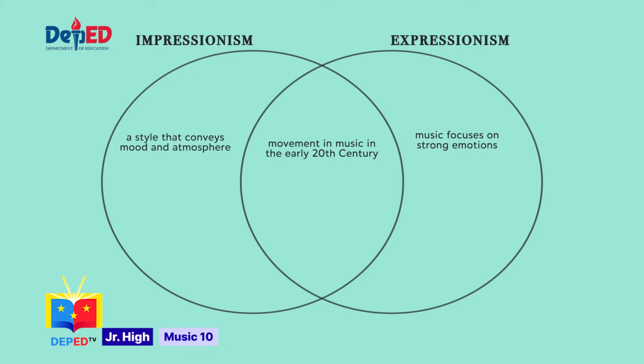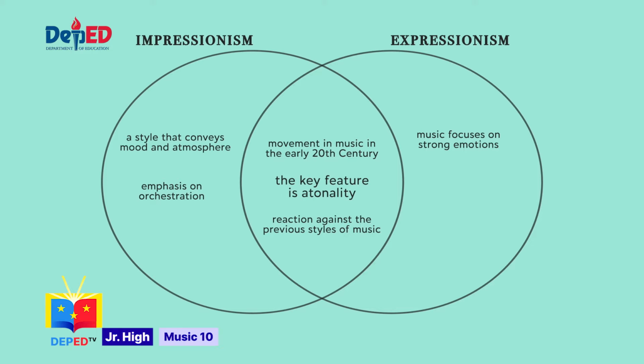For the fourth characteristic, it is a reaction against the previous styles of music. It both describes Impressionism and Expressionism. For the next characteristic, it gives emphasis on orchestration. Right! It describes the music of Impressionism. Lastly, the key feature is atonality, or no central key in music. Yes, it describes the music of Expressionism. Well done, young artist! You are now ready to discover the next style of music.